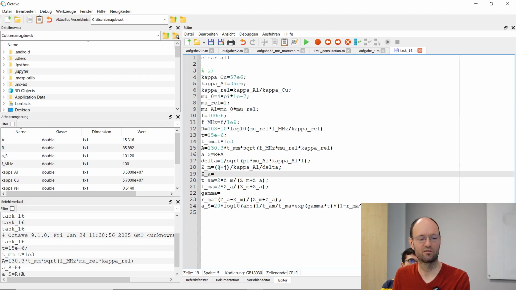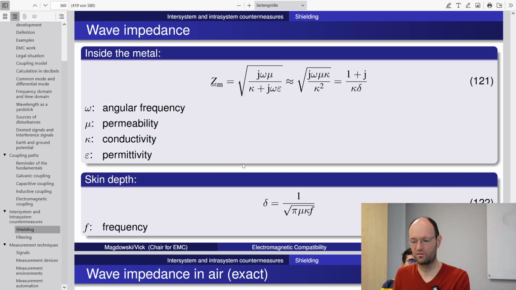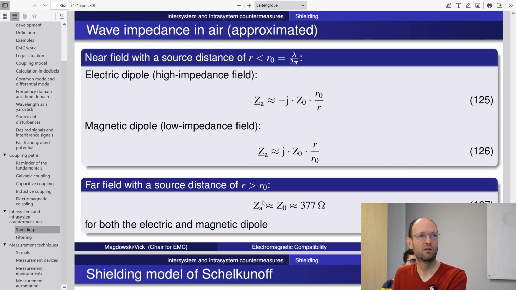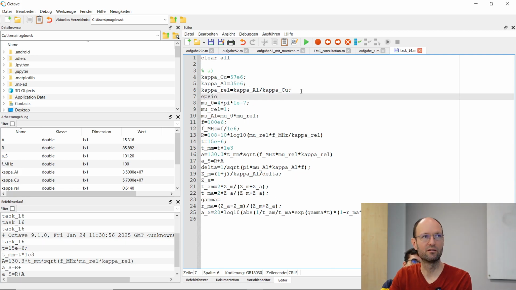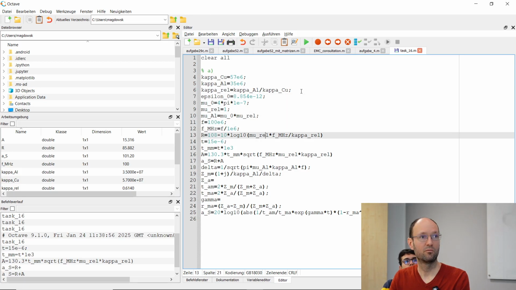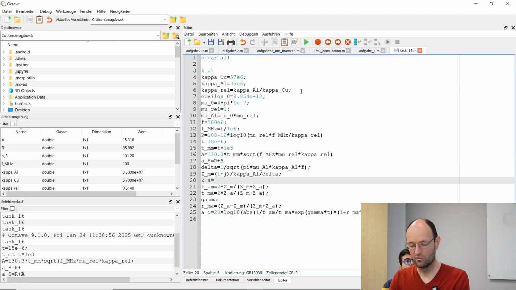Then we can calculate this wave impedance in metal. And we still need to have the wave impedance in air. This was also given on the slides for a far field source. It's the 377. We could also calculate this from epsilon 0. Epsilon 0 is, as you just said, 8.854 times 10 to the power of minus 12. And so our wave impedance in air should be the square root of mu 0 divided by epsilon 0.